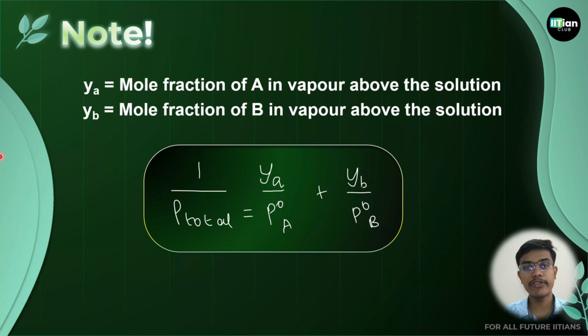The next important thing which you have to note is, if YA and YB are the mole fraction of A and B in the vapor above the solution. Previously, XA and XB were the mole fraction inside the solution. In this case, it is the mole fraction of A and B in the vapor above the solution. Then 1 by total pressure is equal to YA, that is mole fraction of A in the vapor above the solution, divided by P naught A, P naught A is the pressure of the pure solvent A, plus YB divided by P naught B. Based on this formula, there was a direct question in 2023. So please note this formula as well.